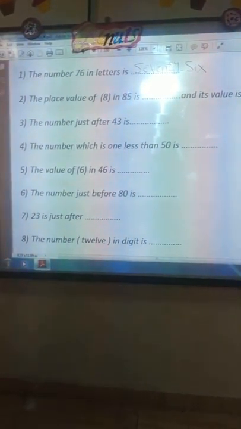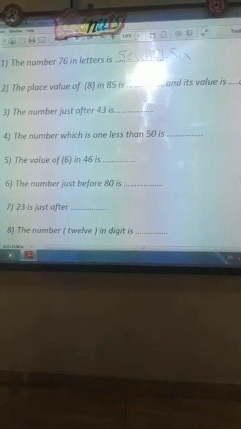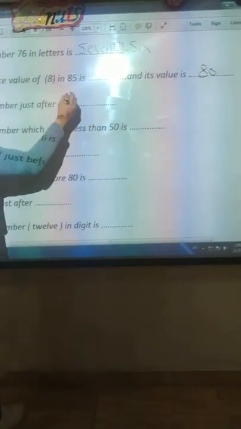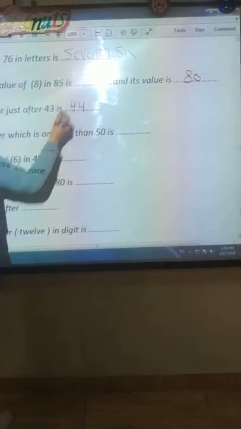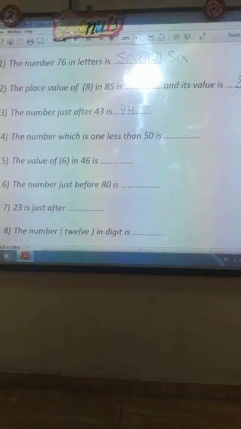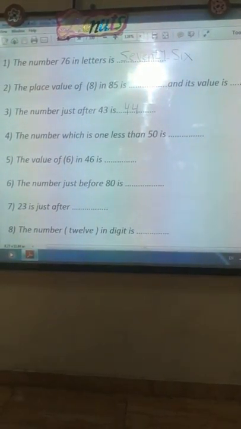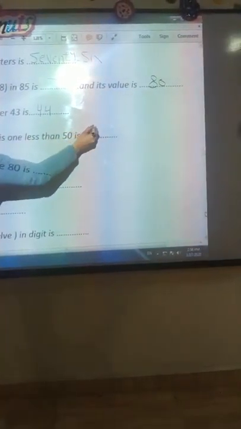The number just after 43. Okay, after 43 is what? That's right, 44. The number which is 1 less than 50. 1 less than 50 is 49. Good job.